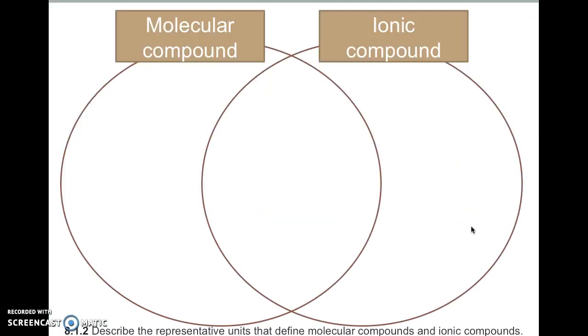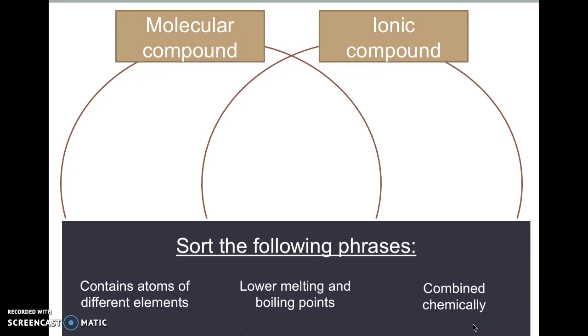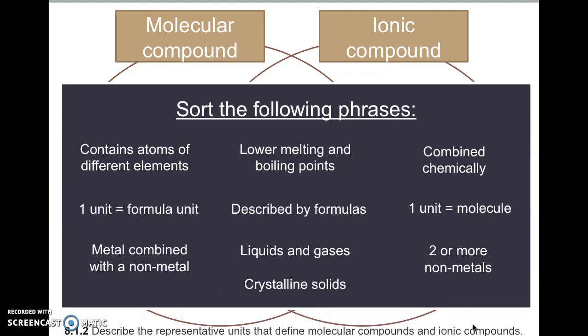Now, for the last part of our video, we're going to address the second objective, which is to be able to describe molecular compounds and ionic compounds. For this part, I would like you to go to pages 224 and 225 in your book. There, you can find more information about these phrases. What I would like you to do is to draw in your notebook a Venn diagram and to sort these phrases. Which ones describe a molecular compound? Which ones describe an ionic compound? And which ones describe both?